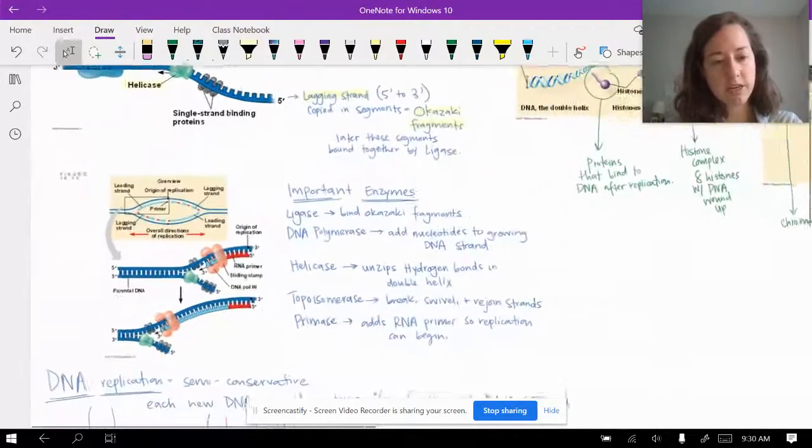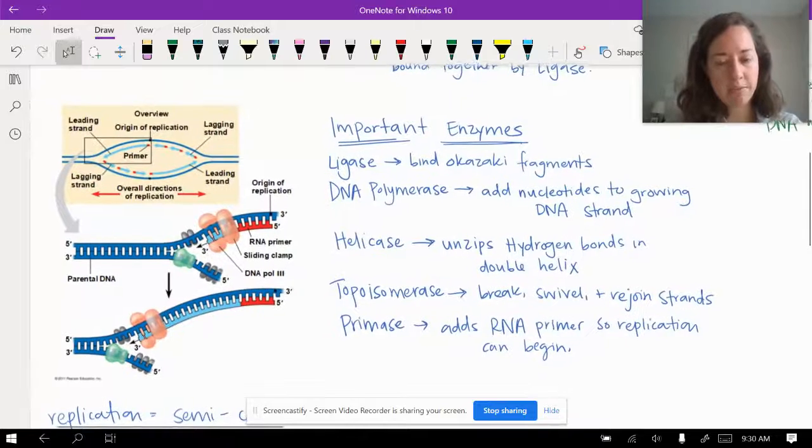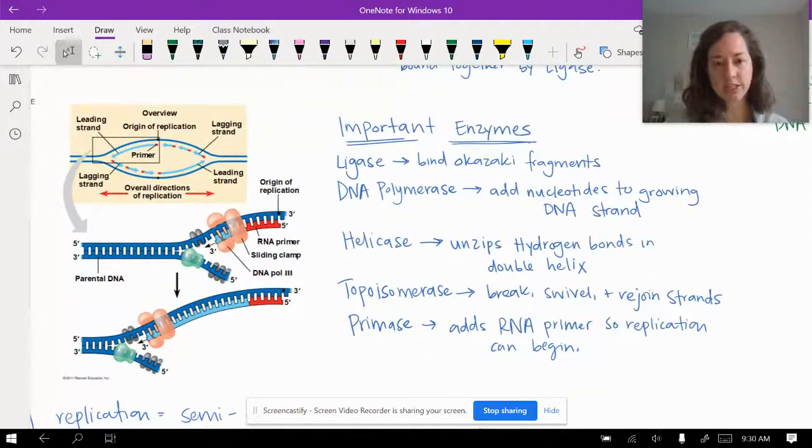All right, here's the enzyme list. I already talked about these a little bit, but I just made a handy little list for you. Ligase binds together the Okazaki fragments only on the lagging strand. DNA polymerase, I didn't talk about yet, but its job is to add new DNA nucleotides to the growing strand.